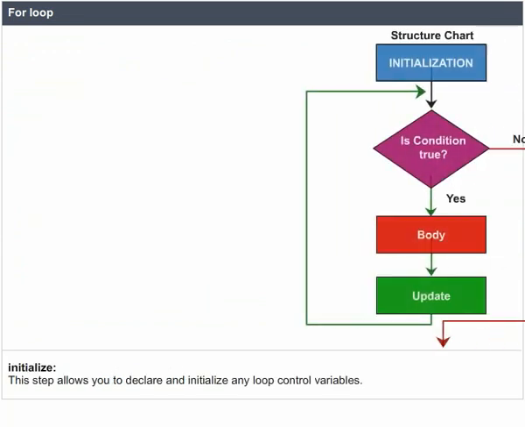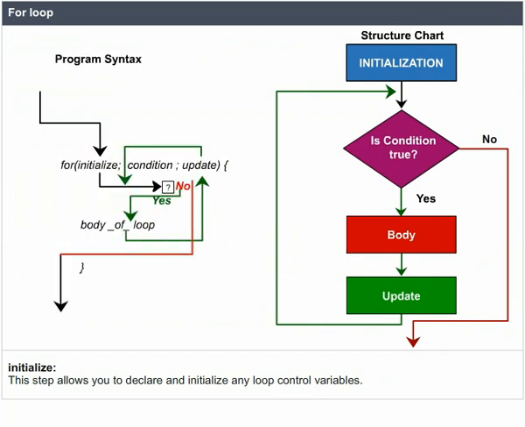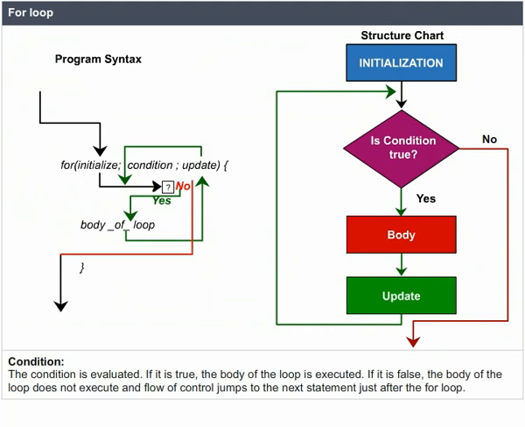Initialize. This step allows you to declare and initialize any loop control variables. Condition. The condition is evaluated. If it is true, the body of the loop is executed. If it is false, the body of the loop does not execute, and flow of control jumps to the next statement just after the for loop.